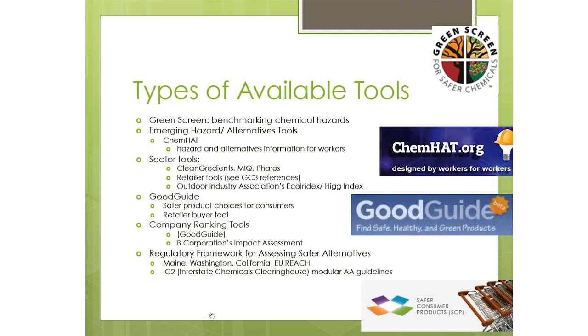The ones that are currently available are GreenScreen, which is pretty well known. I think most of you probably know that. It's a tool for chemical hazard assessment across a dozen or more human health and environmental endpoints, and it helps us benchmark chemical hazards. So this is very much a hazard-focused tool, but it also allows us to benchmark chemicals and show progress towards greener chemistry. There are emerging hazard and alternatives tools for different populations. I happen to work on a couple of these, so full disclosure, I helped build ChemHAT with the BlueGreen Alliance, which takes information on chemicals in the workplace and summarizes very quickly what the acute and chronic hazards are, as well as alternatives if they are available.